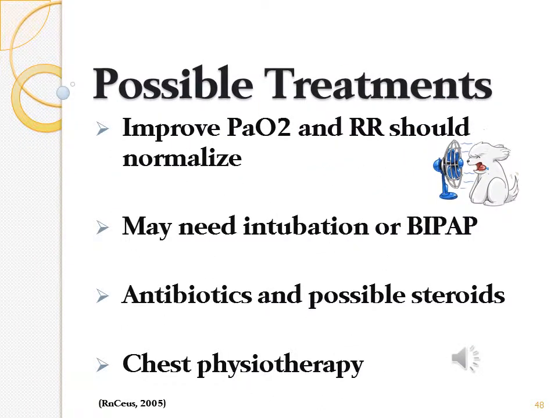So if you improve this lady's PaO2 by giving oxygen, her respiratory rate will probably normalize because she can relax and breathe slower. You might need to intubate or use a BiPAP. She definitely needs antibiotics and some steroids maybe, and definitely chest physiotherapy.